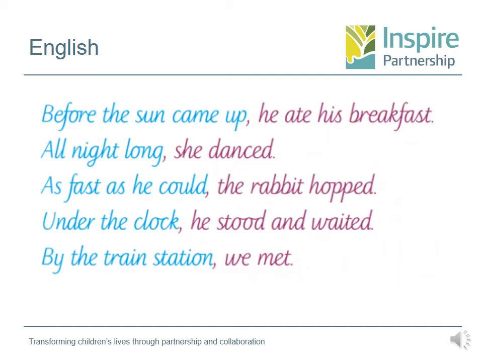And in blue again, as fast as he could, the rabbit hopped. Okay, so our fronted adverbial is there, and as you can see, there's a comma after each of these. Under the clock, he stood and waited. So under the clock is my fronted adverbial, and he stood and waited is the action because it's describing what the person is doing. And then by the train station, we met. So by the train station is the fronted adverbial, and then we met is what we did. It was the action. So these are just some little examples of how we can do that.